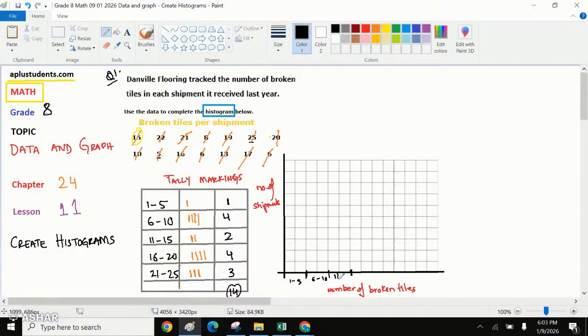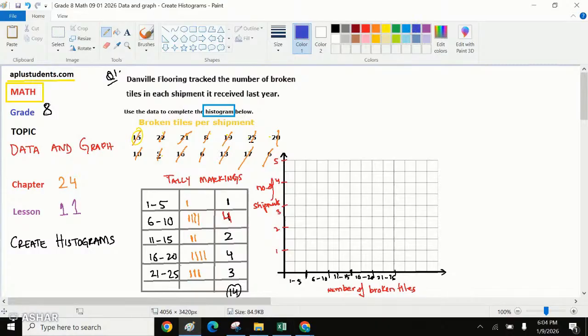This is from 11 to 15. This is from 16 to 20. And this would be 21 to 25. We always put an arrow on the axis, okay? What is the maximum number of broken tiles? The maximum number of broken tiles was 4, right? So we say this is 1, it could be 2, 3, and 4, and we say 5 over here.